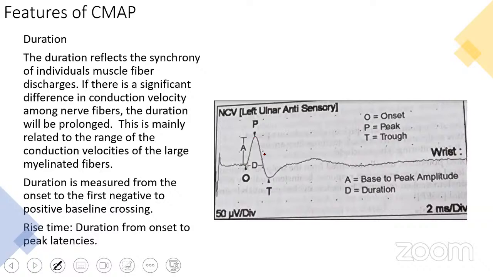The duration reflects the synchrony of individual muscle fiber discharges. If there is a significant difference in conduction velocity among nerve fibers, the duration will be prolonged. This is mainly related to the range of conduction velocities of the large myelinated fibers. Duration is measured from the onset of the first negative deflection to the positive baseline crossing. This is the positive baseline crossing. And the duration from onset to peak latency is the rise time. So duration is important because it is related to the range of conduction velocity of the large myelinated fibers.